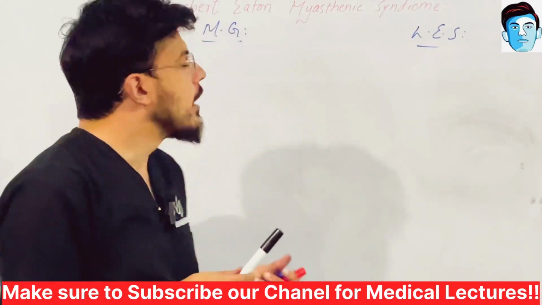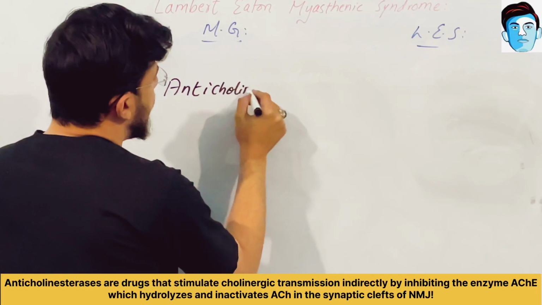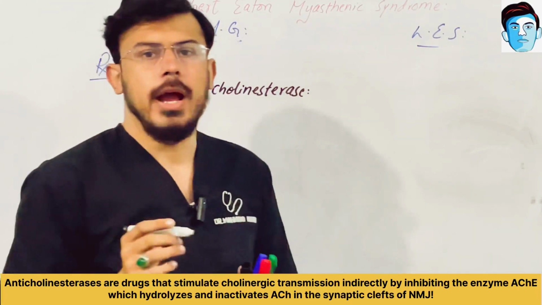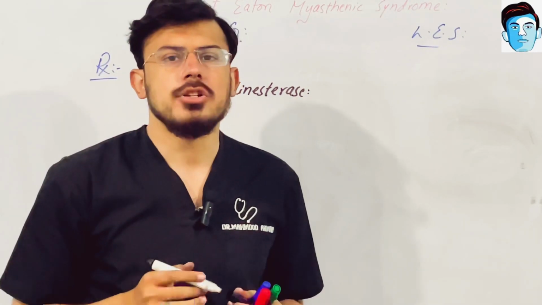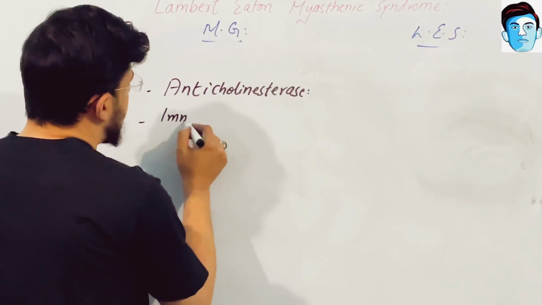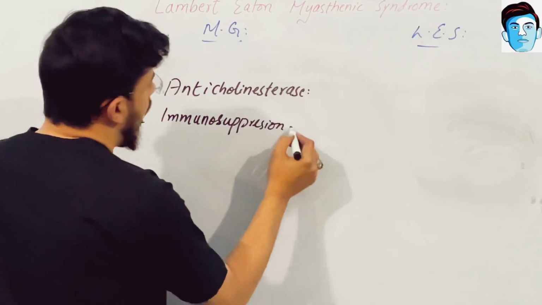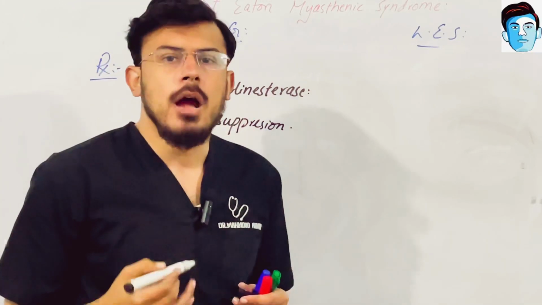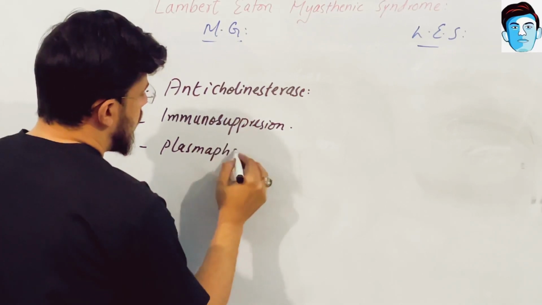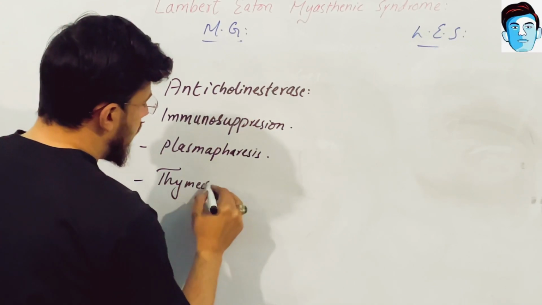What is the treatment for myasthenia gravis and Lambert Eaton syndrome? In myasthenia gravis, you have to give anticholinesterases, mainly pyridostigmine and neostigmine. You can inhibit the production of autoantibodies by immunosuppression. Also, you can remove antibodies by plasmapheresis. And of course, at the end stage, you can do thymectomy.